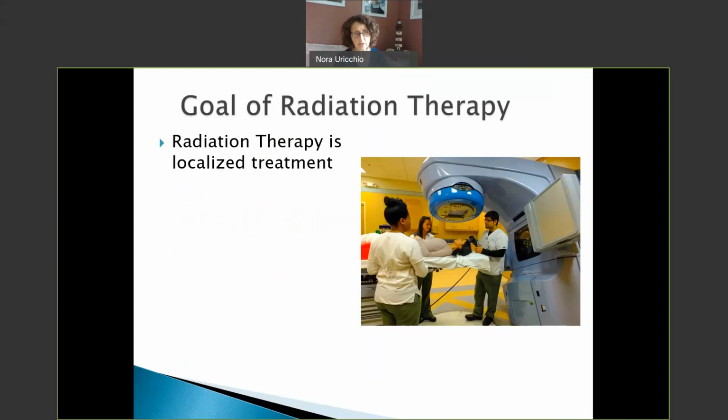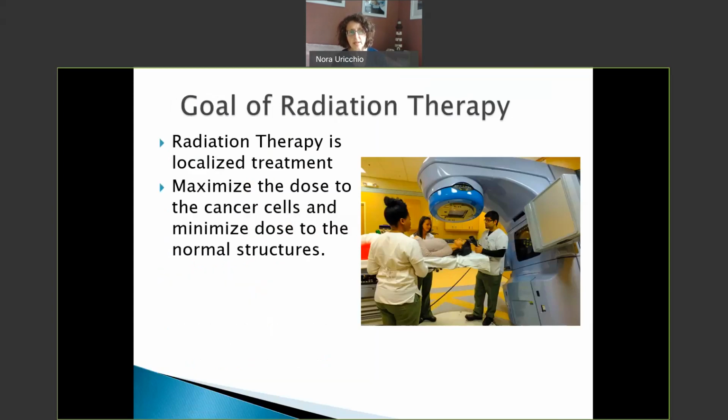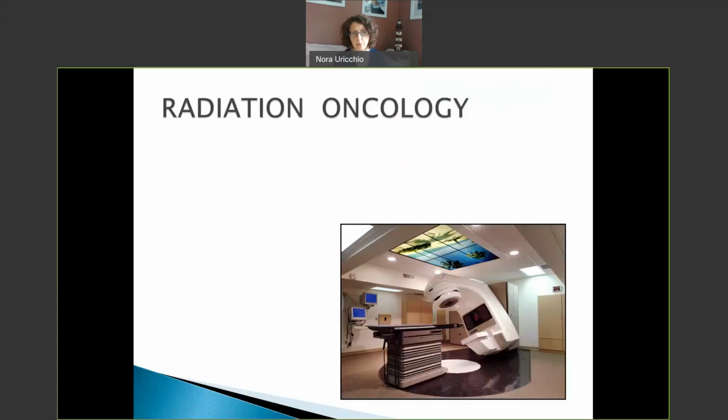The goal of radiation therapy, being a localized treatment, is again to maximize that dose to the cancer cells and to minimize the dose to the normal structures. We know that radiation can damage the cells in the body, so we take a lot of time and care to make sure that we're not getting any extra radiation to those normal structures. We do treat patients 5 days a week, and the patients will come to us for about 4 to 7 weeks. So as a radiation therapist, we have a lot of patient care, and we get to really know our patients, even though we're seeing them for a short time a day.